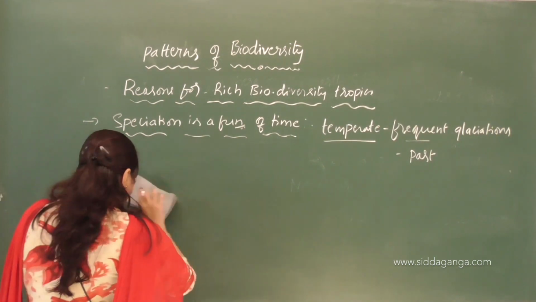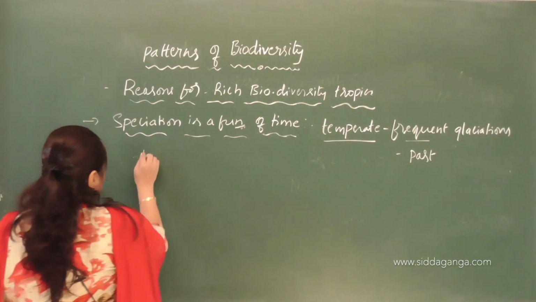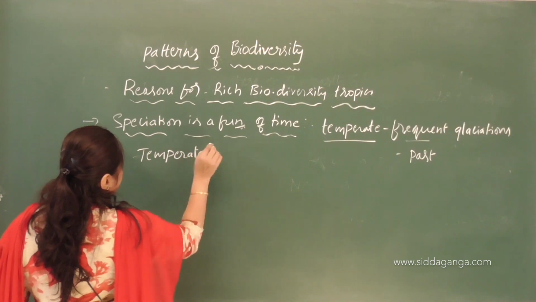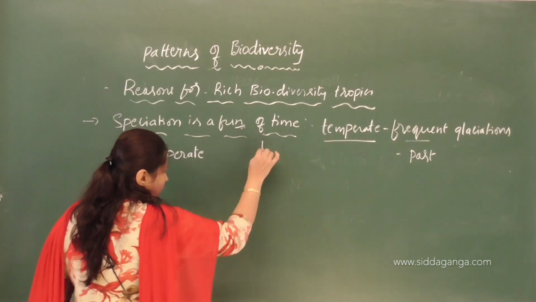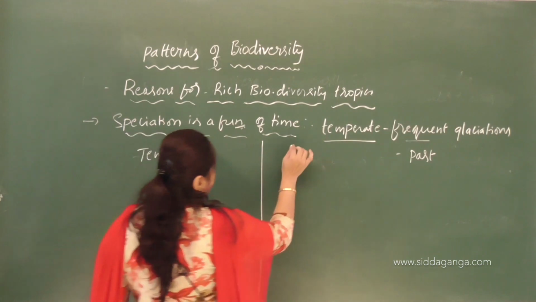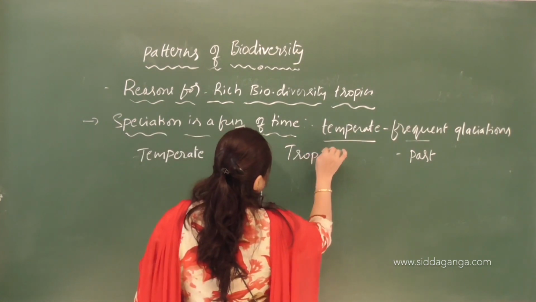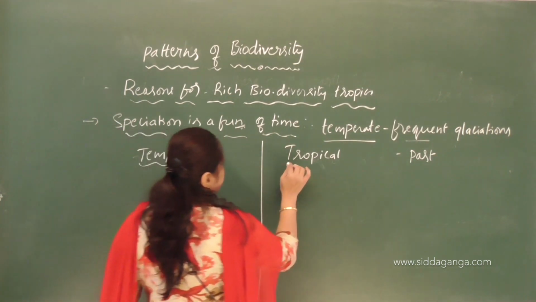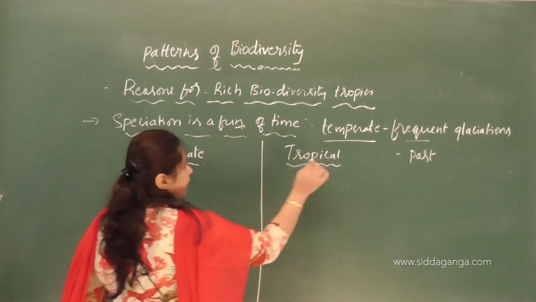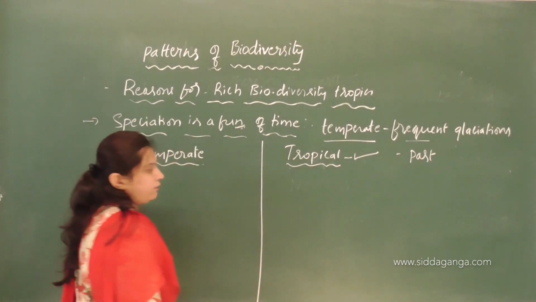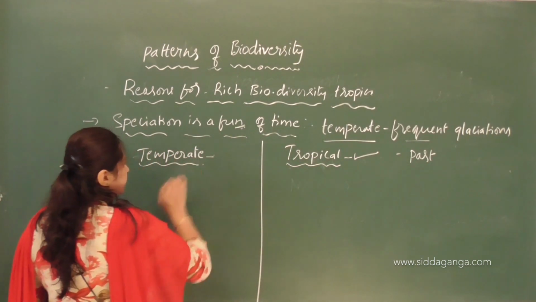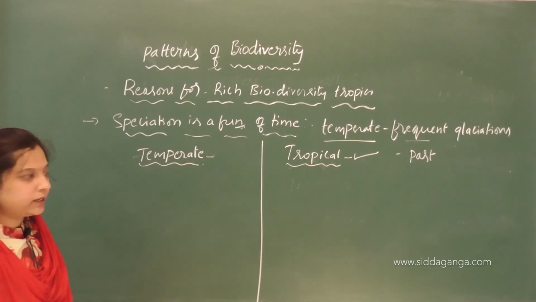I'll make two partitions: temperate areas, a temperate region, and tropical region. See, the tropical regions have the highest biodiversity. There is more biodiversity compared to the temperate regions or the temperate area.